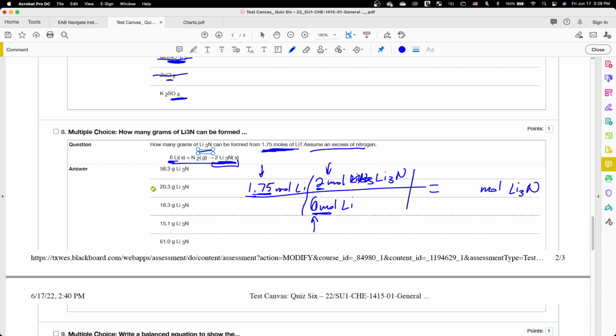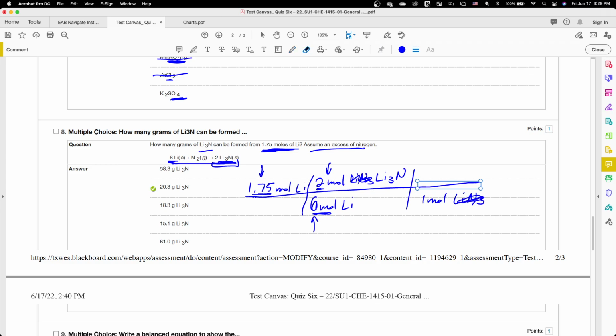Oh, you know what I forgot to do actually? I forgot to move it to grams. So let's erase a little bit here. I forgot to also convert to grams. How do we convert to grams? I just keep on going with this. Like that, right? And then for every 1 mole of lithium nitride, oh my god, I can't believe I messed it up. Keep on writing the formula wrong.